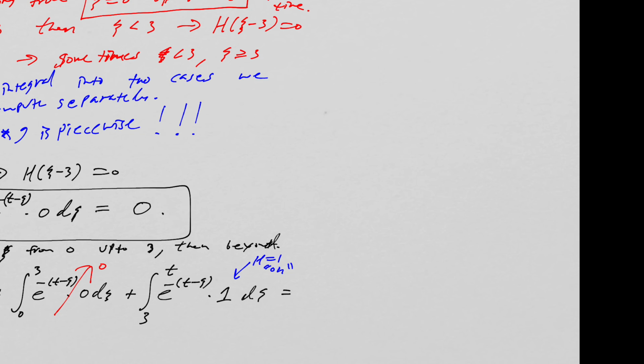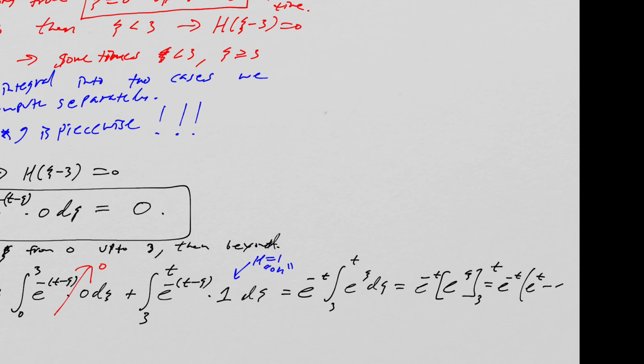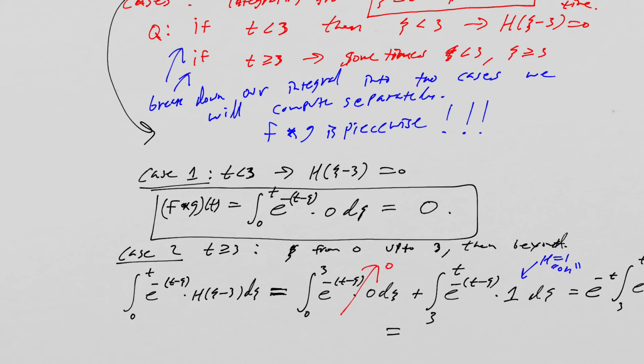And now we can move along here and I'll continue calculating. I won't need much space for this. e to the negative t comes out. We have our 3 and our t and our e to the c dc. And of course, that's going to be e to the negative t, and then e to the c is the antiderivative. We evaluate at t and at 3, and take the difference. And of course, we're going to get e to the negative t times e to the t minus e to the 3.